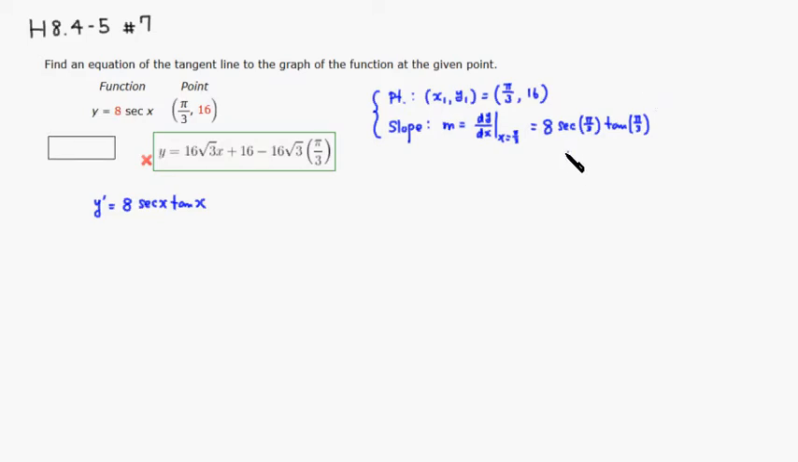If you don't like secant and tangent, we can rewrite it. It's going to be 8. Secant is the reciprocal of cosine, so cosine is going to be on the bottom, cosine of pi over 3. And tangent is sine over cosine, so you have another cosine on the bottom, and a sine of pi over 3.